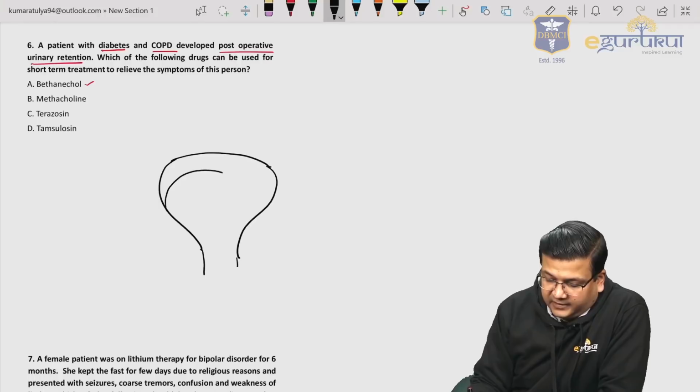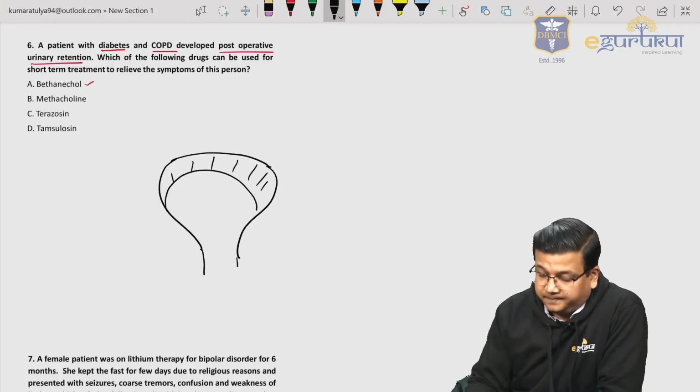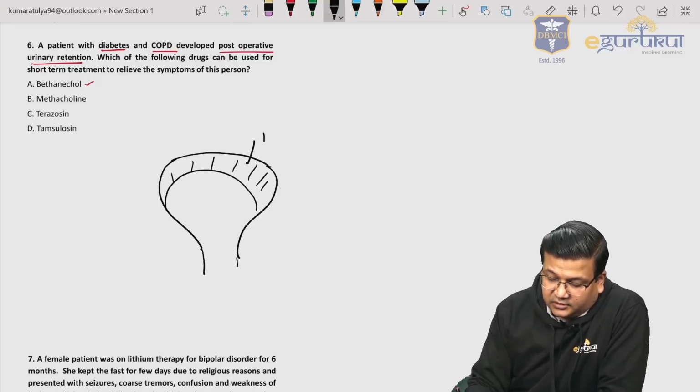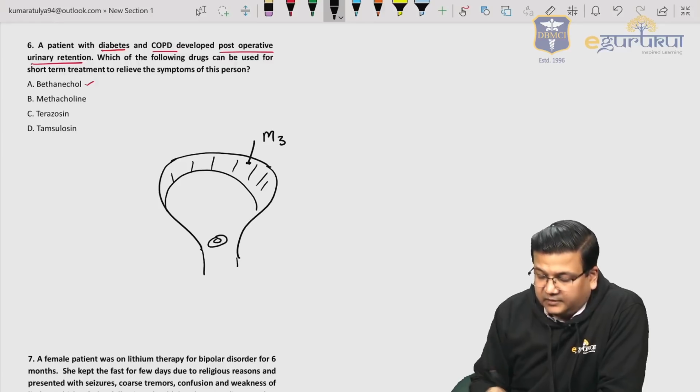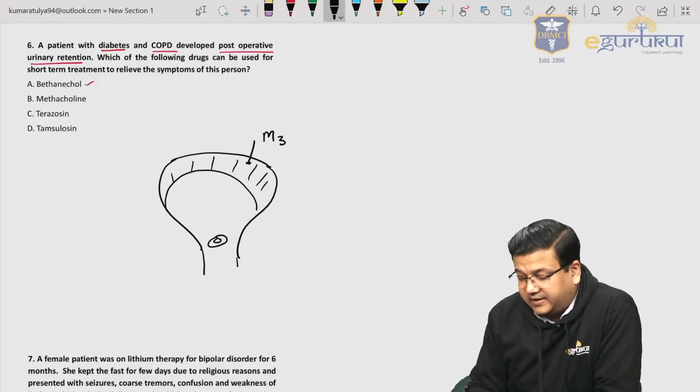The body of the bladder is formed by the detrusor muscle. Now the detrusor muscle has got muscarinic receptors, so there is a muscarinic receptor on the detrusor. This is the bladder sphincter.